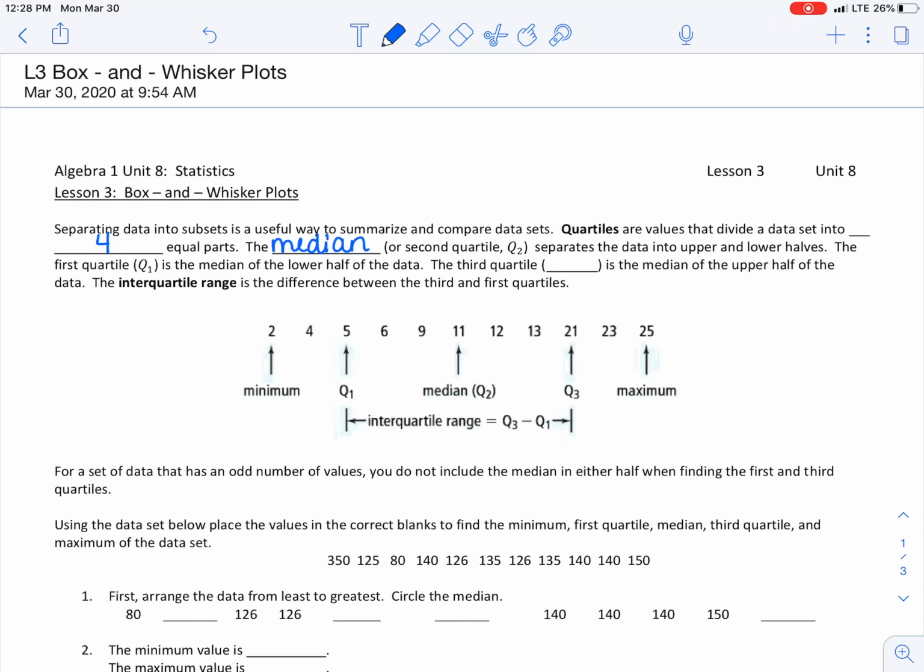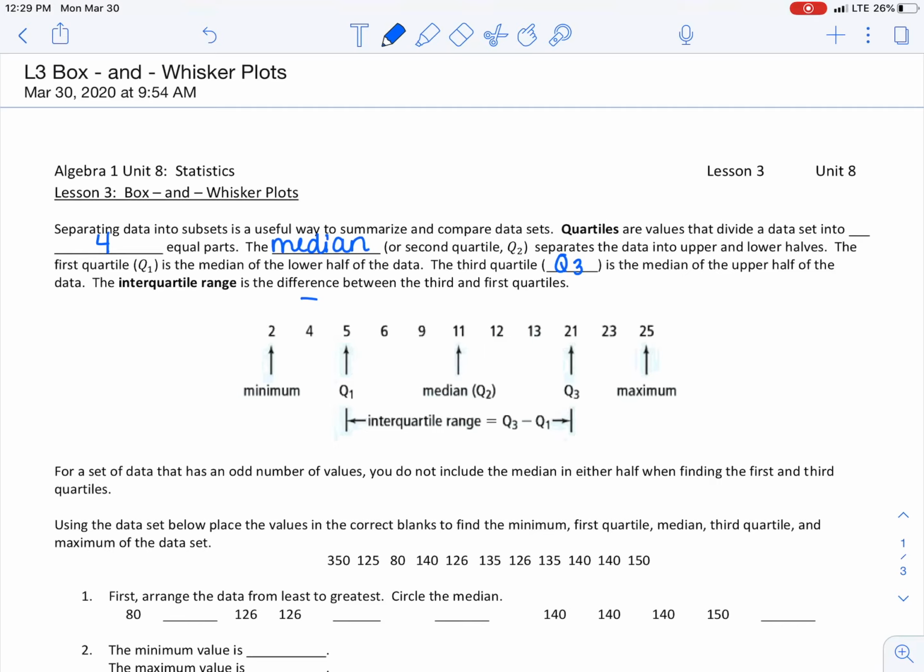of data. So the first quartile, or quartile 1, Q1, is the median of the lower half of the data. And quartile 3, which is also Q3, is the median of the upper half of the data. So we're using median a lot here. The interquartile range is the difference, so that means subtraction, between the third and first quartile.